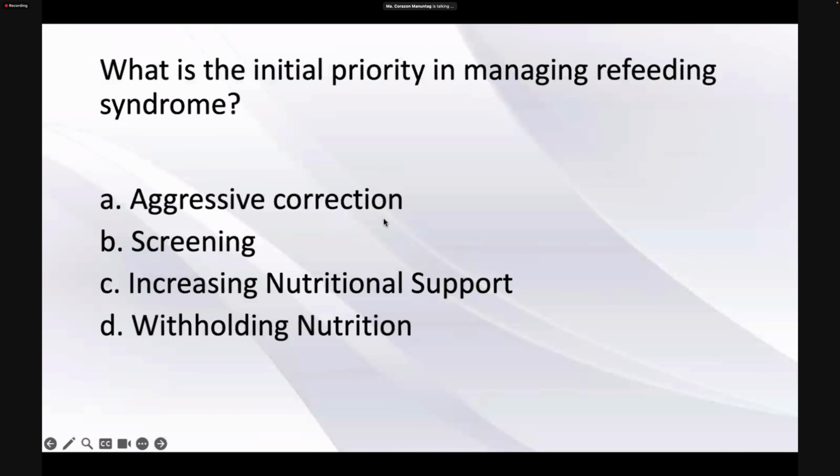And a random question that I added for the crit care part: what is the initial priority in managing refeeding syndrome? It's actually still your screening. Because nutritional support, or withholding nutritional support, may not necessarily be what you need to do. You just need to screen who is high risk or at risk for refeeding syndrome.